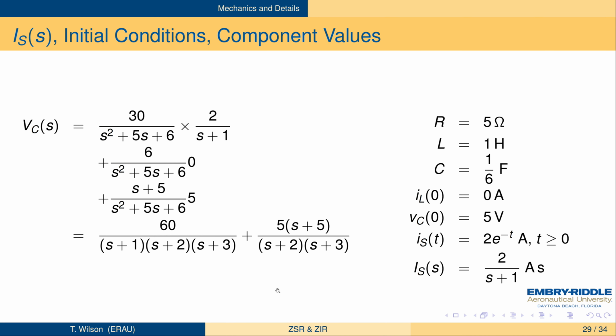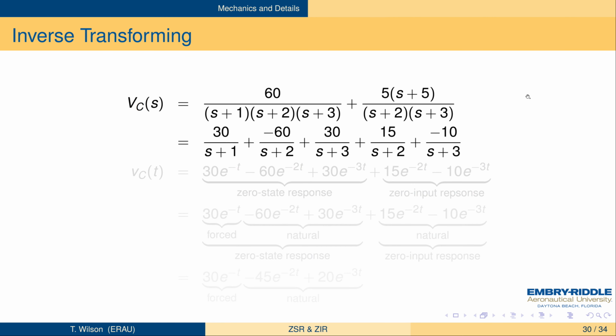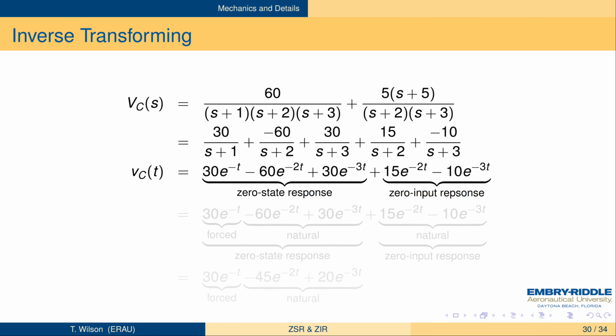So we have 60 over S plus 1 times S plus 2 times S plus 3, and then 5 times S plus 5 over S plus 2 times S plus 3. Now we can do partial fractions inverse transforming. I'm not going to work through the entire cover-up to get the various terms. You can do that on your own. So we get 30 over S plus 1, minus 60 over S plus 2, plus 30 over S plus 3, and then the second term expands into 15 over S plus 2 and minus 10 over S plus 3, and we can take those to the time domain.